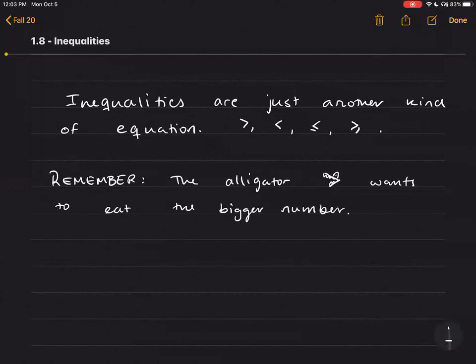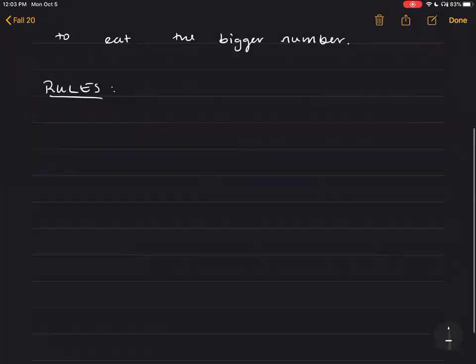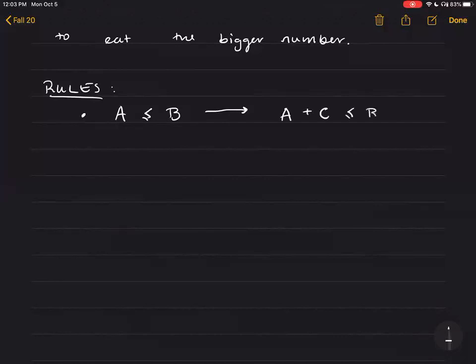Right? So like equations, inequalities have certain rules that they follow. So let's take a look at those rules. So let's see the first one. If we've got A less than or equal to B, and here A and B can be numbers, they can be terms, just kind of anything, right? So if we have some equation that says A is less than or equal to B, then we can say that A plus C is less than or equal to B plus C, right?